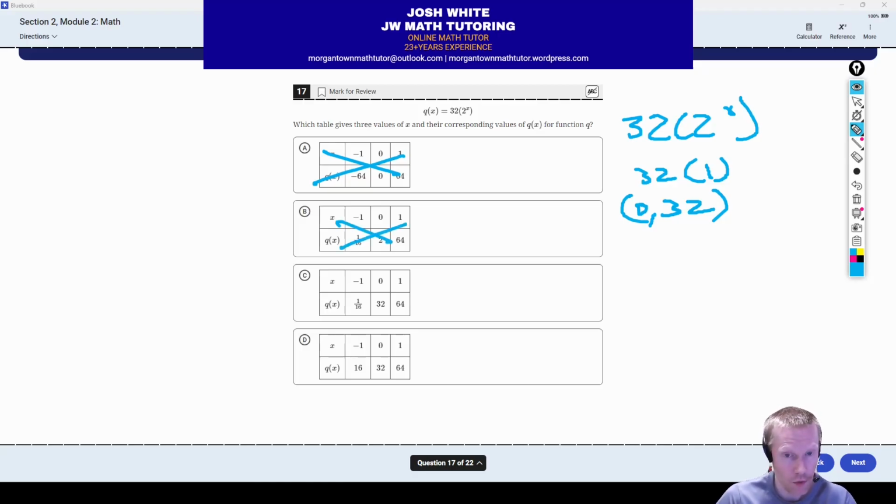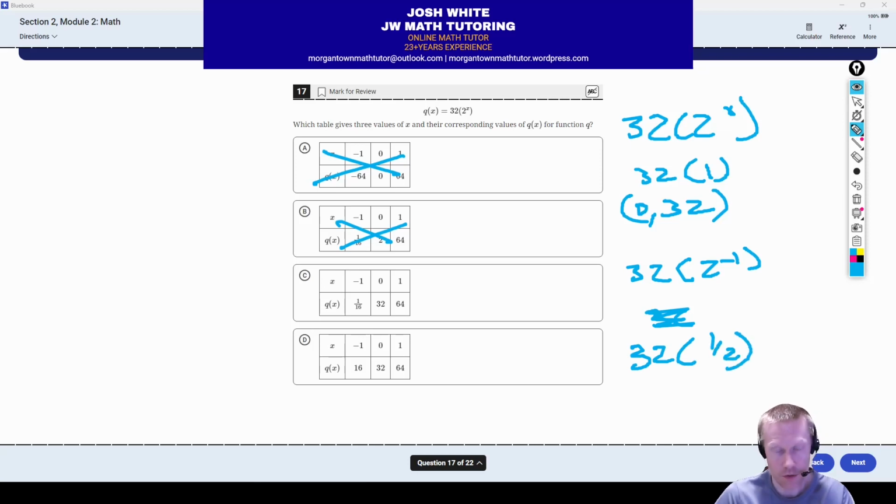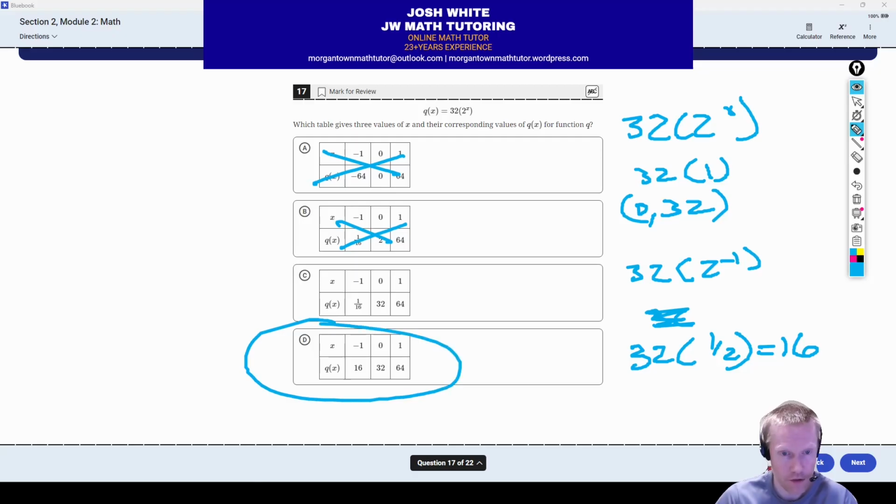So notice here the 1 value for x has the same y value, so we can't check that. So really now you're checking -1. So it's 32 times 2 to the -1, or 32 times 1/2, because 2 to the -1 is the same as 1 over 2 to the +1, which is just 1/2. So it's 16. Correct answer is going to be letter D for this question.